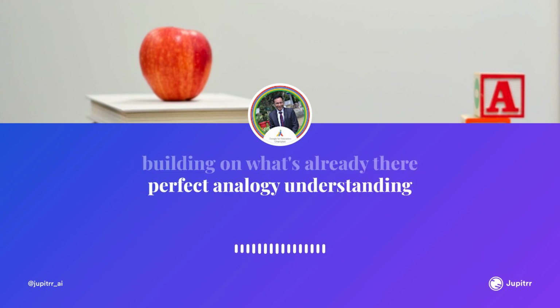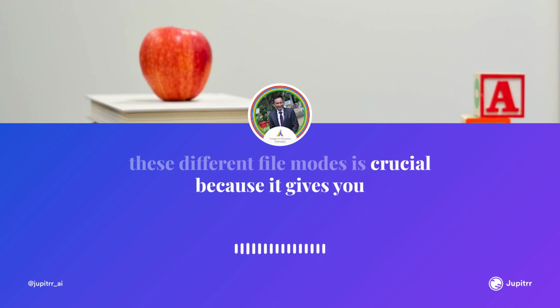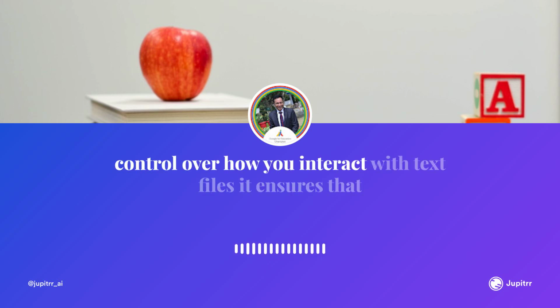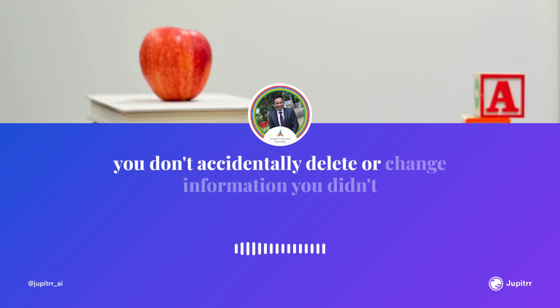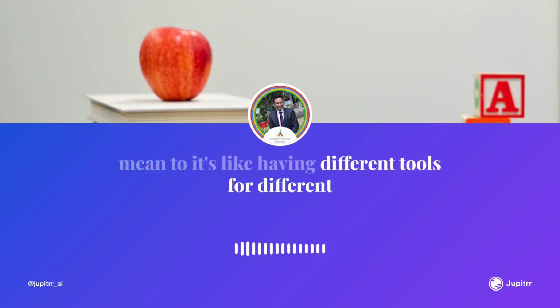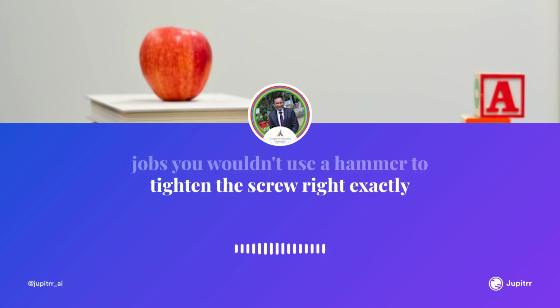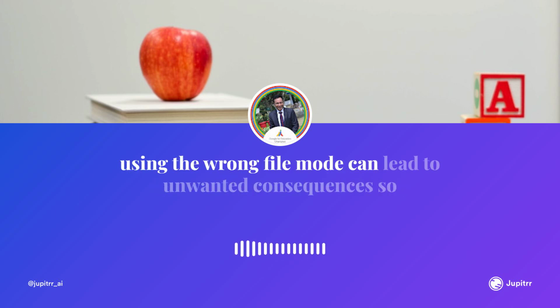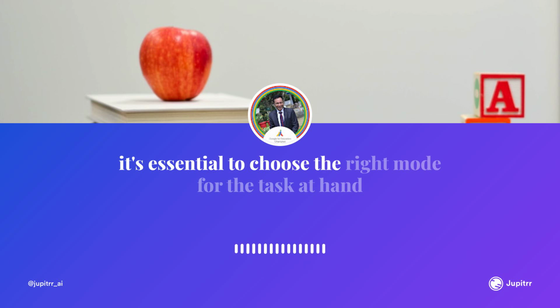Perfect analogy. Understanding these different file modes is crucial because it gives you control over how you interact with text files. It ensures that you don't accidentally delete or change information you didn't mean to. It's like having different tools for different jobs. You wouldn't use a hammer to tighten a screw, right? Exactly. Using the wrong file mode can lead to unwanted consequences, so it's essential to choose the right mode for the task at hand.